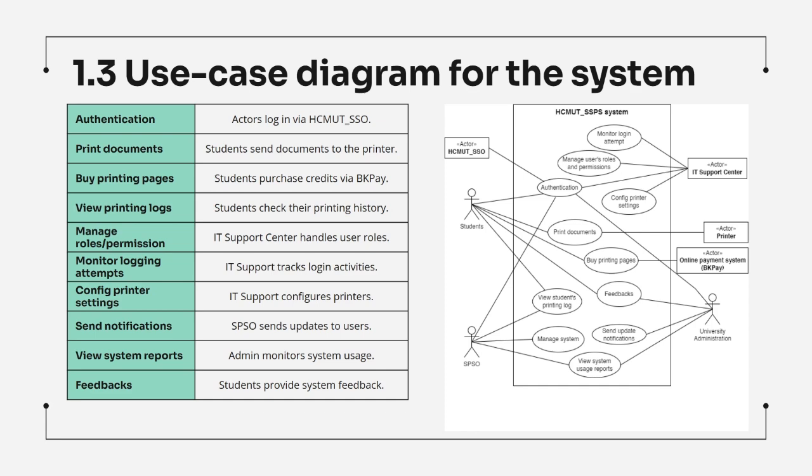Now moving on to the use case diagram for the system. This use case diagram will highlight the interactions between five different actors and the system's core functionalities. The student will interact with the system for tasks such as logging in, printing documents, buying credits through BKPay, viewing printing logs, and giving feedback.